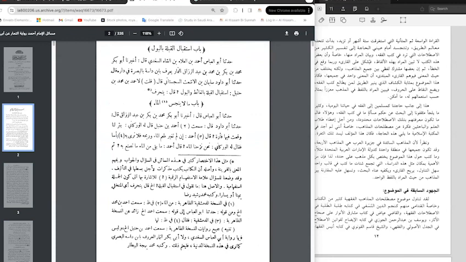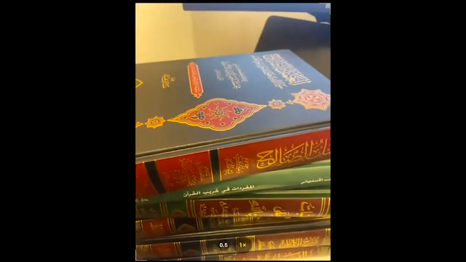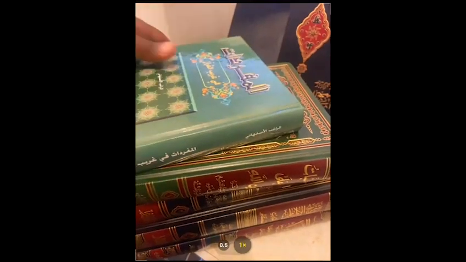As for the example of what's the last statement, I'll give you an example here. Can everyone see the camera? Can everyone see? Yes, sister.